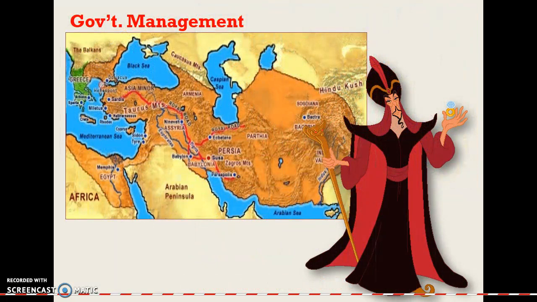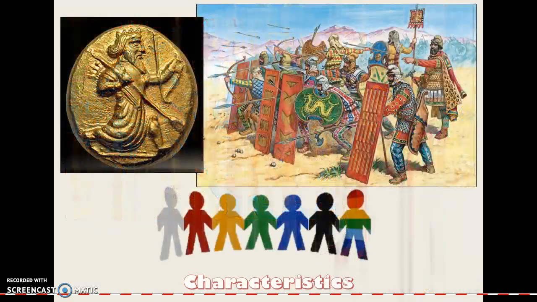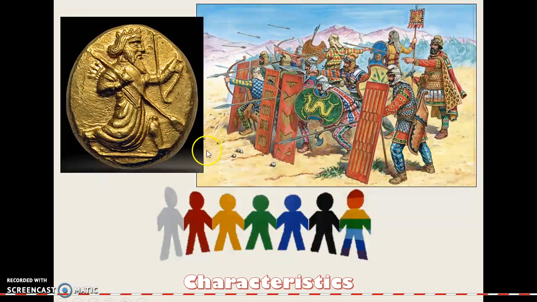Persians also used currency, as you see here. So now we're getting into the phase of history where money is starting to be used rather than just straight up bartering. Bartering was still going on, but now with the introduction of money, that's starting to change economic behaviors a little bit.